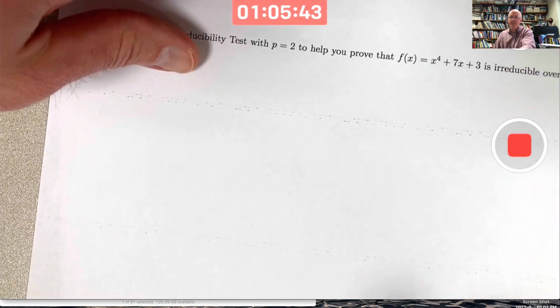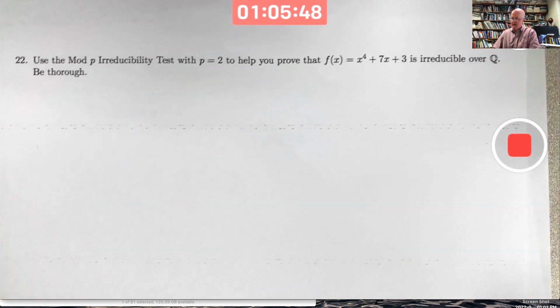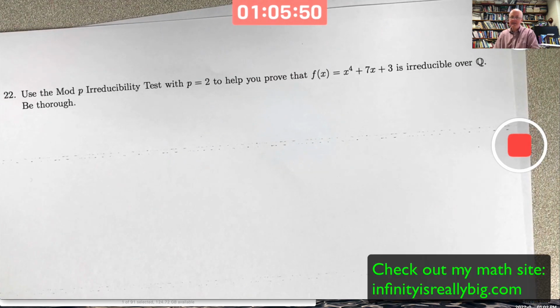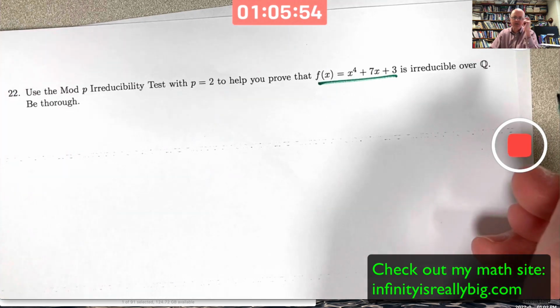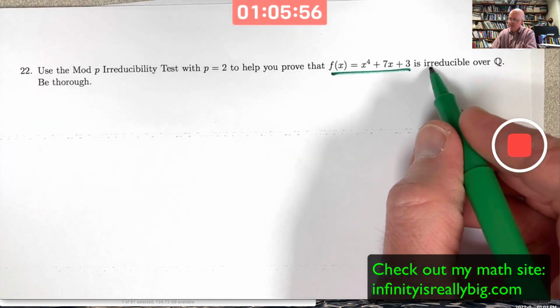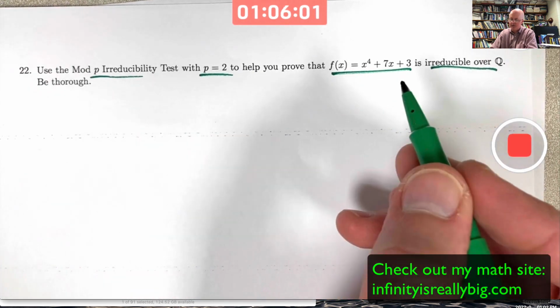Another mod P irreducibility test application here. But this one's more complicated, so I separated it out onto another page. Because now we're looking at a fourth degree, not a second or third degree. I'm trying to show it's irreducible over Q. I'm saying use the mod P irreducibility test with P equal to 2 to do that.